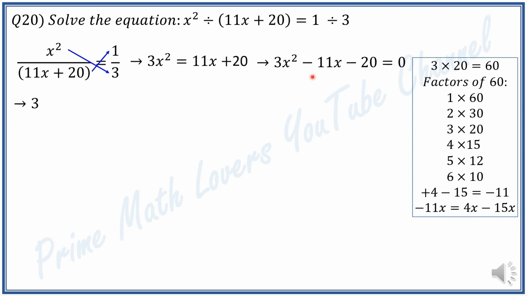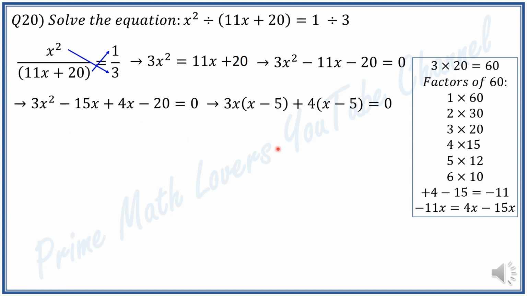I do the same and rewrite the equation. So I get 3x squared minus 15x plus 4x minus 20 is equal to 0. Between these two terms, I factor out the greatest common factor, which is 3x. So it will be 3x times x minus 5. And between these two terms it is 4 times x minus 5. Now I can factor out x minus 5. So we get x minus 5 times 3x plus 4 equal to 0.